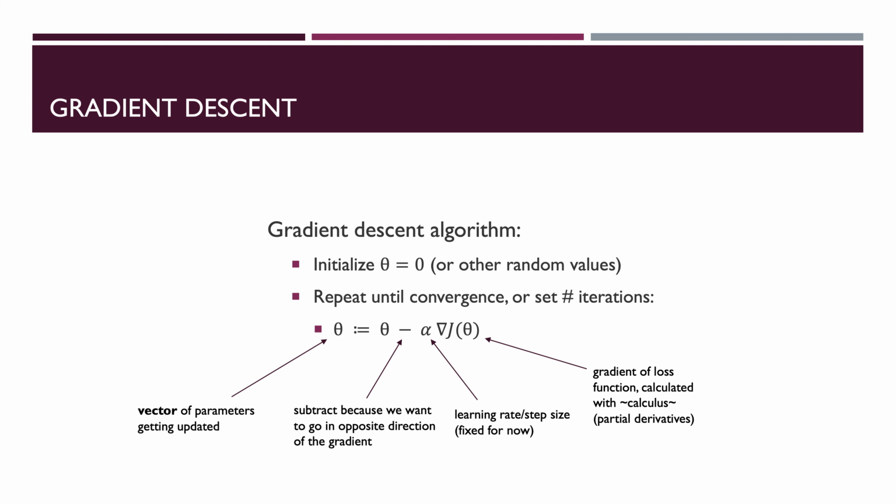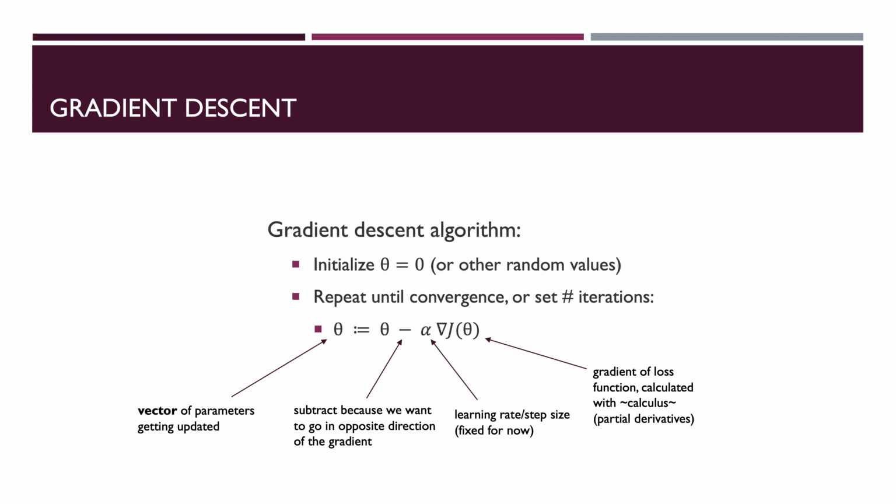So the gradient descent algorithm is pretty simple. You just start by initializing the theta parameters to either 0 or some other random values. Then you'll repeatedly update the parameters until convergence, which can be done in several ways, either when the gradient gets close enough to 0 or when it has stopped making big enough improvements, or you can just simplify it and run it for a set number of iterations.